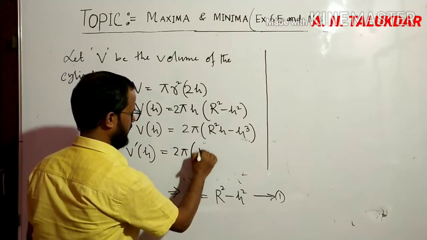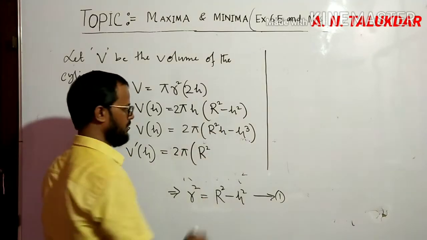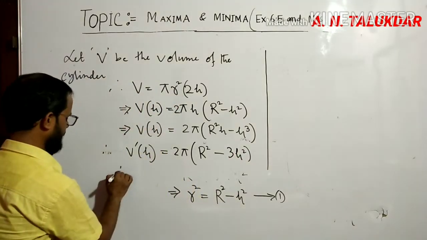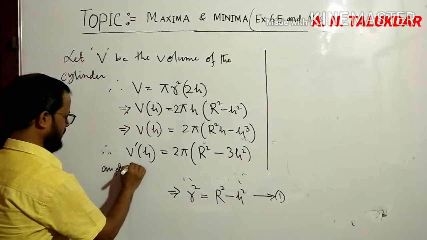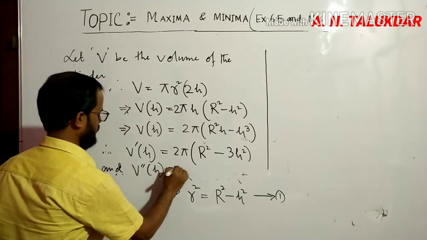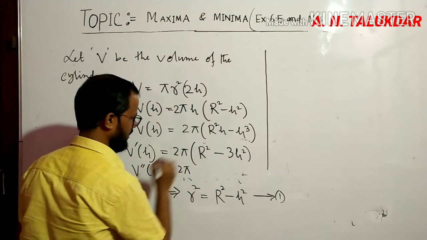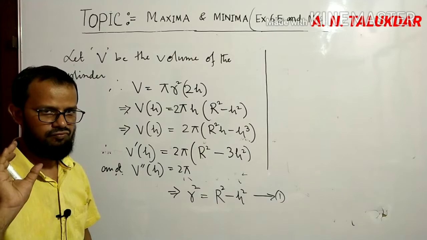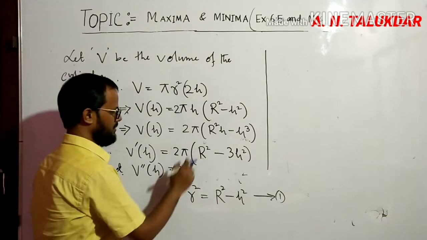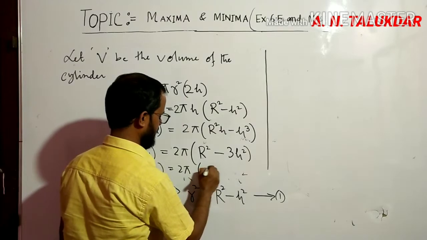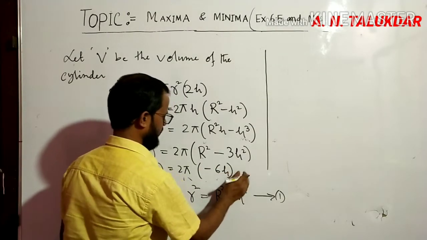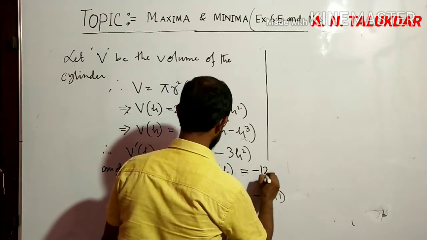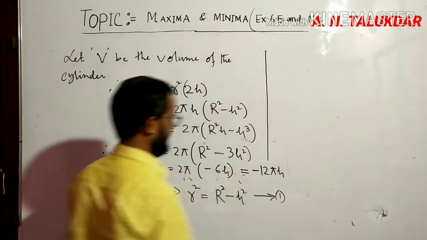If you differentiate, it will be R squared, because the derivative of h is equal to 1, and the derivative of h cubed is equal to 3h squared. Also find the second order derivative, V double dash of h: 2 pi multiplied, the derivative of R squared will be 0, because R is a constant. It is given, this is the radius of a fixed sphere. So that's why R is constant, it is 0, it is minus 6h. Finally you are getting minus 12 pi h. This is the second order derivative.